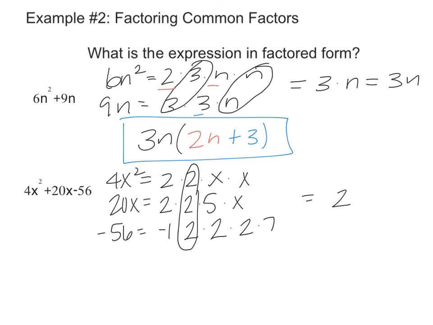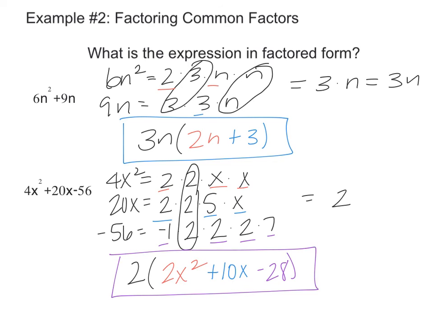So if I rewrite this just as dealing with the greatest common factor, I would take a 2 out, and I'm left with whatever is left over. So what's left over is 2x and x, which is 2x squared. What's left over of the next one is 2, 5, and x. That's 2 times 5 times x, which is 10x. And the last one is negative 1, 2, 2, and 7. Well, if I multiply that all together, that's 7 times 2, which is 14. 14 times 2 is 28, so that's negative 28. And that would be our final answer there.